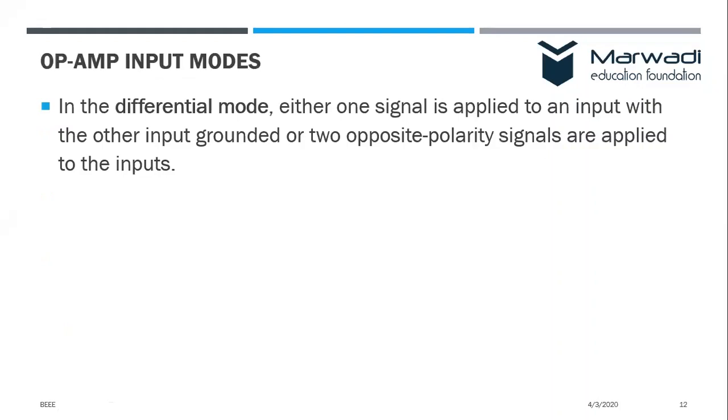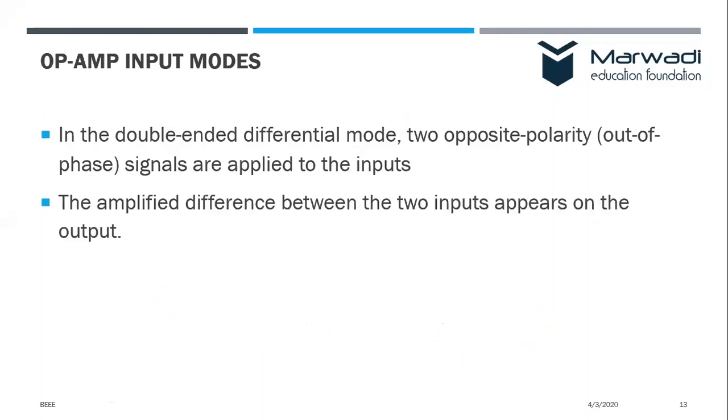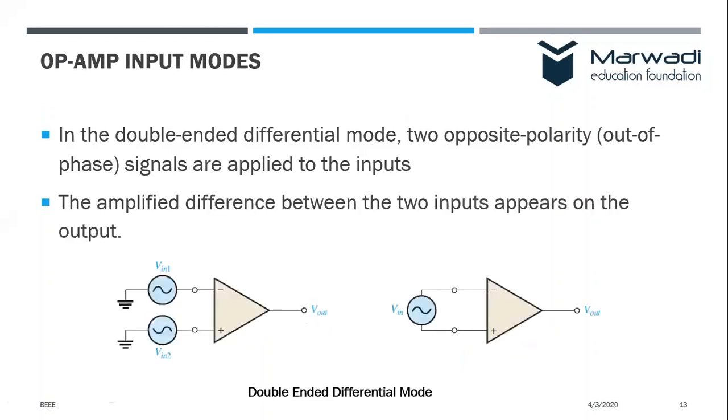In the differential mode, either one of the signals is applied to the input with the other input grounded. So like this we have a single-ended differential mode where we provide the input signal to only one of the inputs, whereas the other input is grounded. Similarly here we have connected the input to the plus terminal, non-inverting terminal, and the inverting terminal is grounded, right? Whereas in the double-ended differential mode we provide two signals of opposite polarity and they are applied to the input, right?